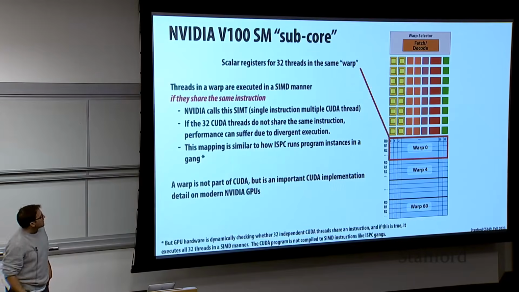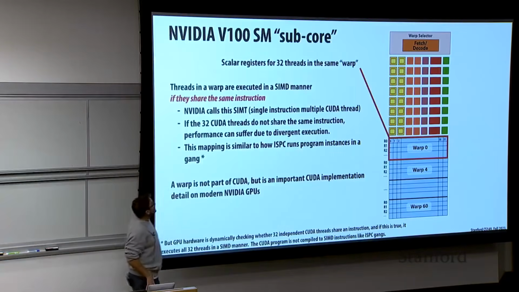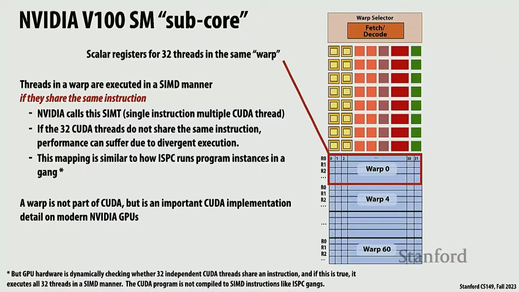Okay. So threads in a warp are executed in a SIMD manner if they're at the same point in the program. And it's up to the hardware to identify that it's the same point in the program. They just basically compare PCs, and if all the PCs are the same across all of the threads in the warp, boom, one clock SIMD instruction.